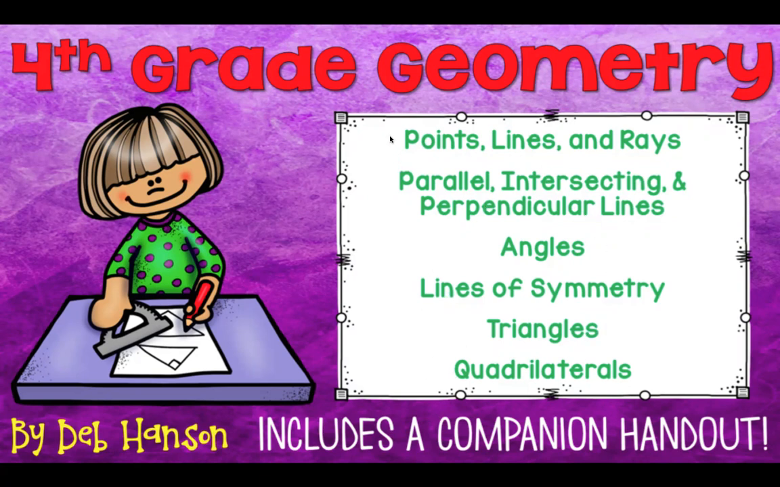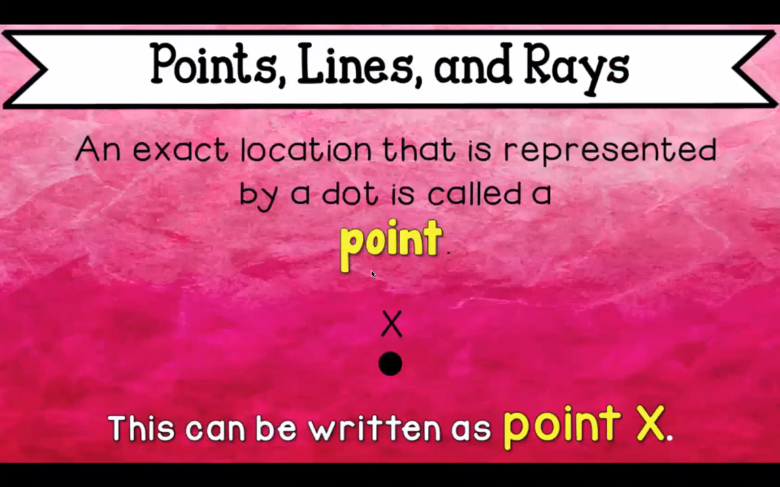First is points, lines, and rays. We're going to be talking about that today. We're also going to be talking about parallel, intersecting, and perpendicular lines today, as well as angles. These other three we will be working with later. So here's our first thing that we're going to be learning about today.